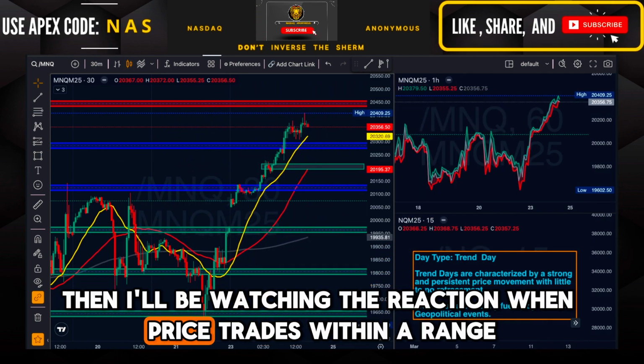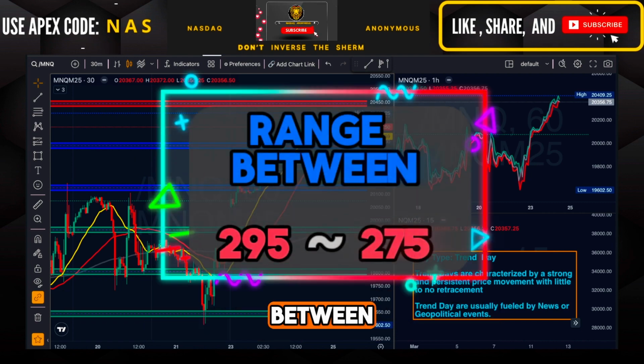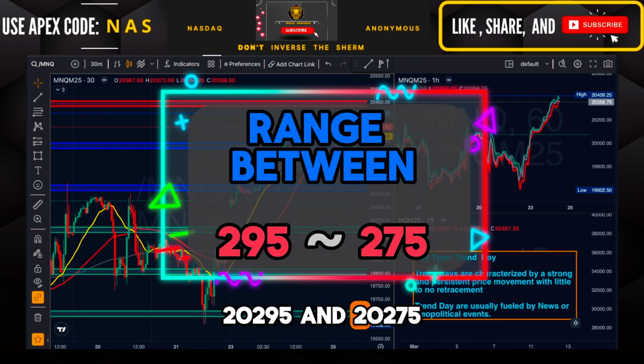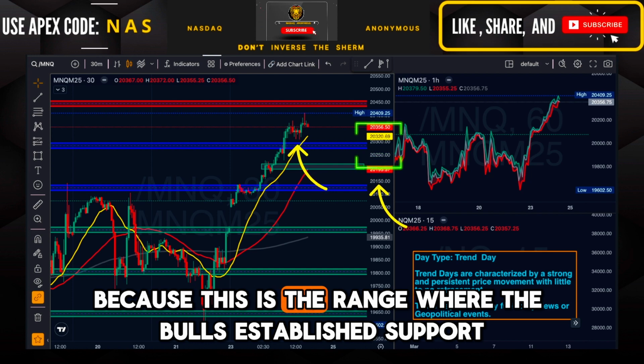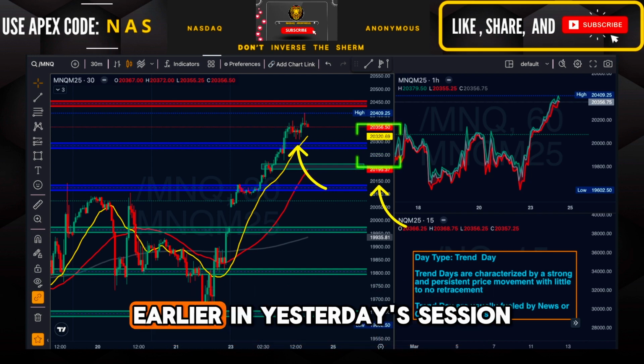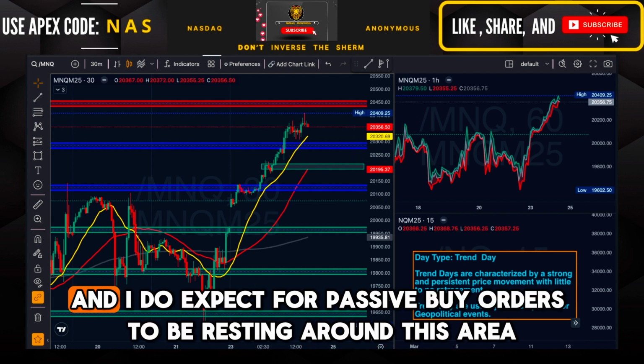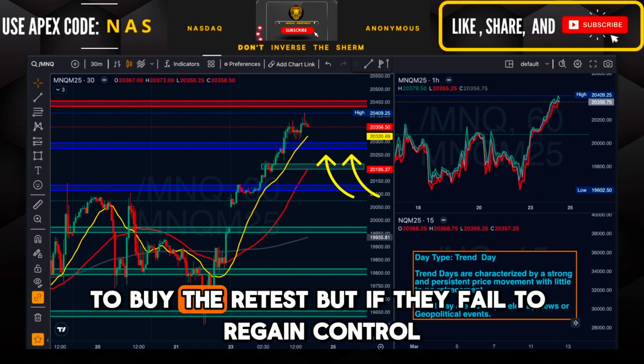However, for my bearish thesis, if the bears can regain their control overnight, then I'll be watching the reaction when price trades within a range between 295 and 275. Because this is the range where the bulls established support earlier in yesterday's session. And I do expect for passive buy orders to be resting around this area to buy the retest.